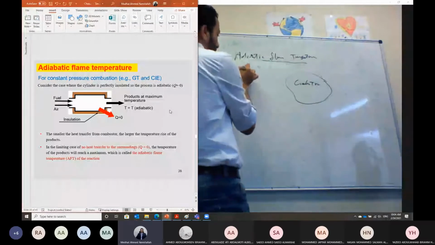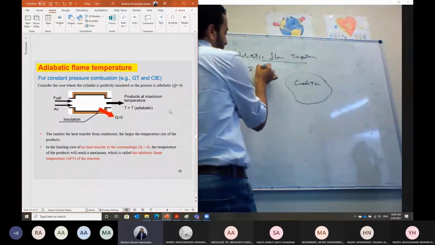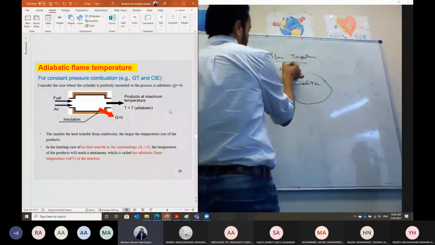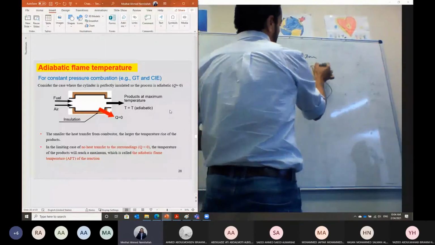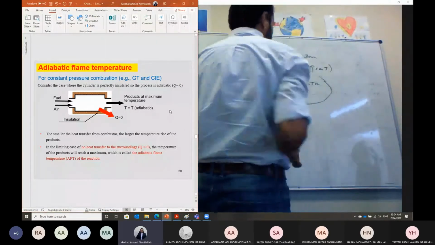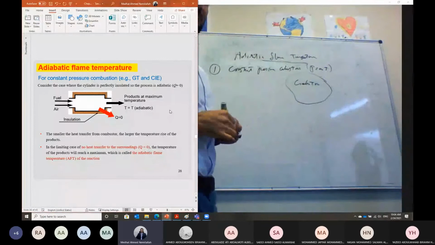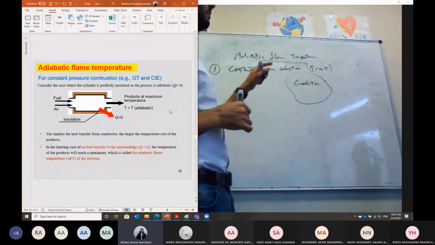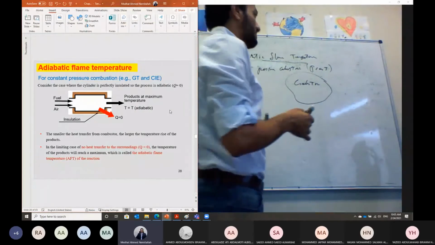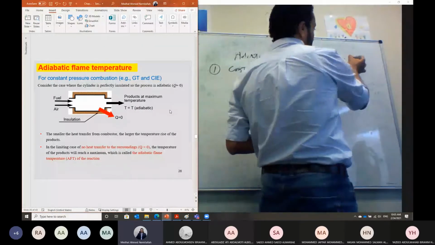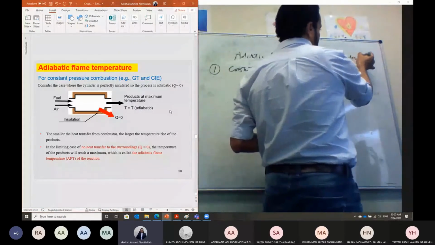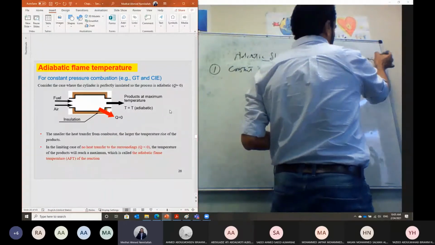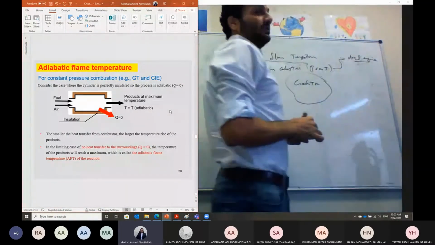So for the first case, if we have constant pressure combustion, if the pressure is constant, how can we calculate the adiabatic flame temperature or the maximum temperature of this combustion process? Constant pressure combustion has some examples, like the case when we have a diesel engine. The combustion in a diesel engine is almost under constant pressure.